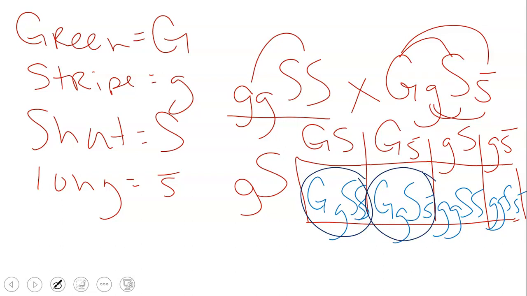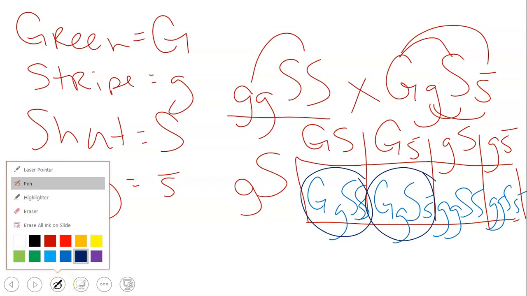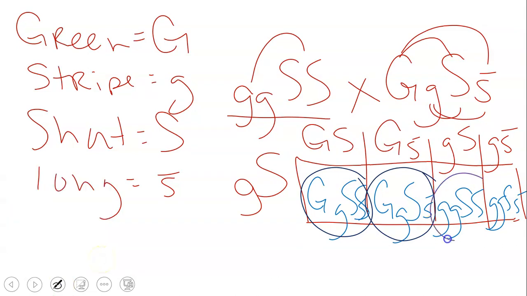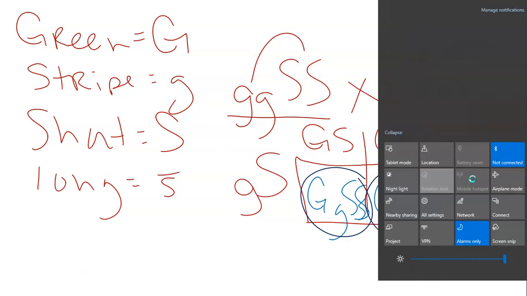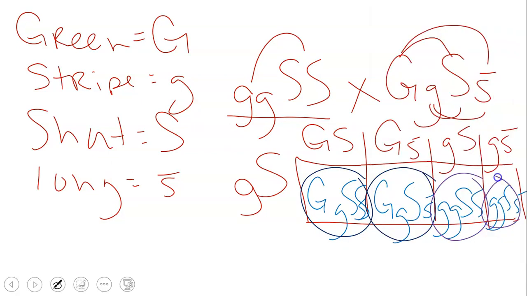And then these last 2, let's see if they're different or the same. I'll use purple. This first one is going to be striped and long. And the second one is also striped and long. So that is a 1-to-1 ratio. So 1 green short to 1, I'm saying that wrong. 1 green short to 1 striped short. I got it right. Okay.